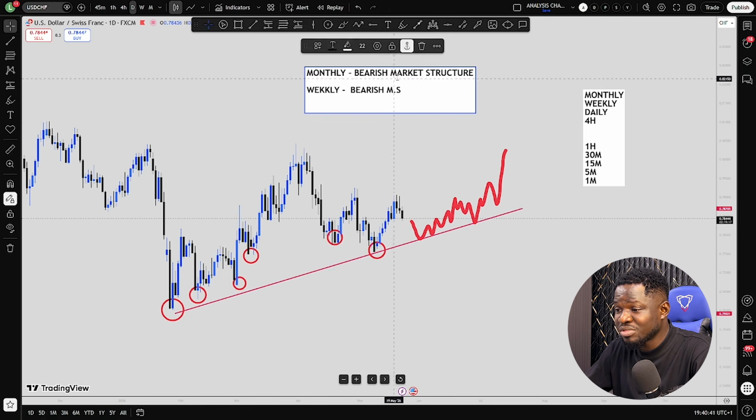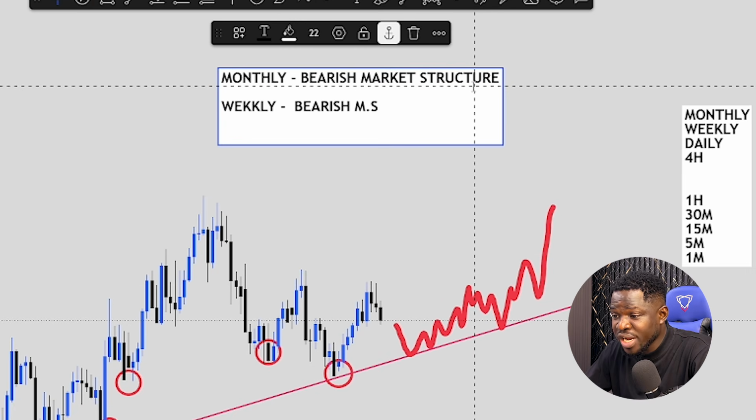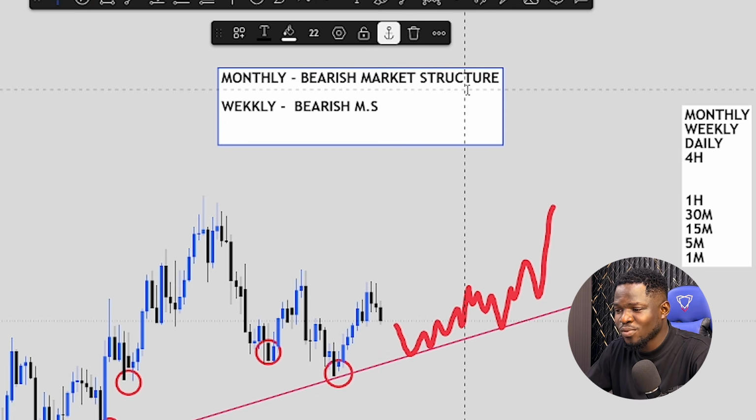The monthly time frame is bearish. Sellers are the ones in charge on the monthly time frame. On the weekly, sellers are the ones in charge.